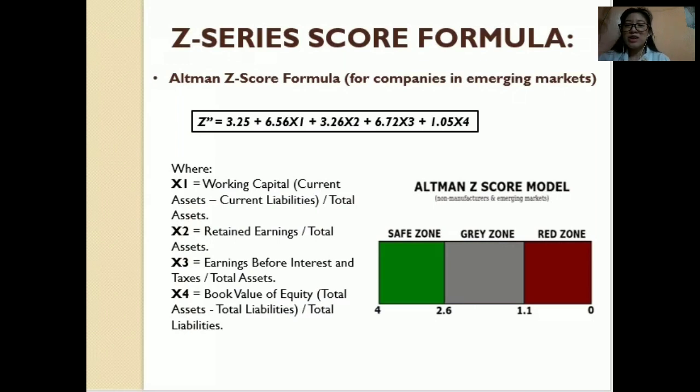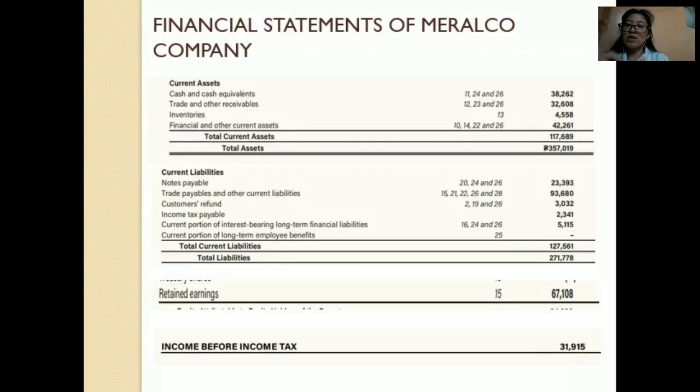So, to interpret the Z double prime score, the results are distributed into three risk ranges, which is the same as in non-manufacturing company. An example of emerging market company is the Manila Electric Company. To solve for the Z double prime score of this company, you need first to get the value of the 7 variables for the year 2019, and after that, you will now substitute it to the financial ratio.